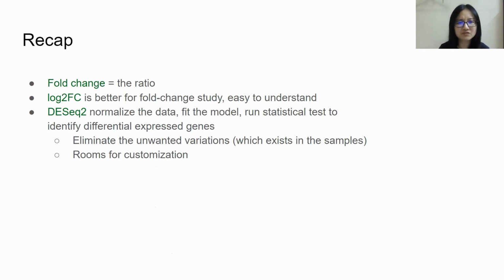The DESeq2 model is very good at normalizing the data, fitting the model, and running statistical analysis to identify differentially expressed genes. From there, it already takes care of all the unwanted variations which exist in the sample. And also we can easily use the DESeq2 package in R, and there's room for customization.